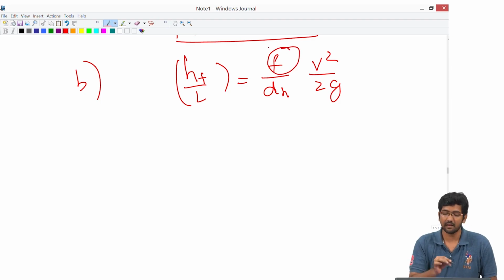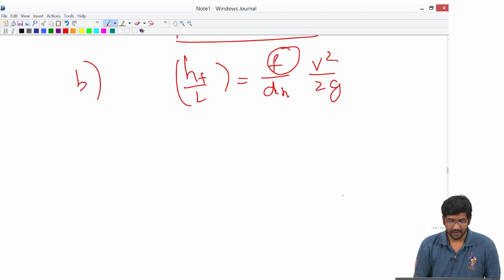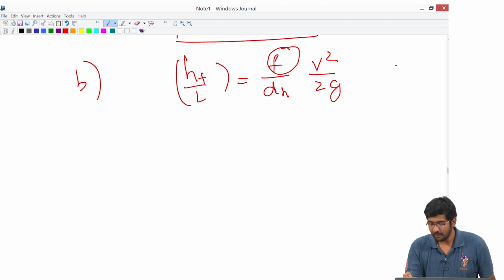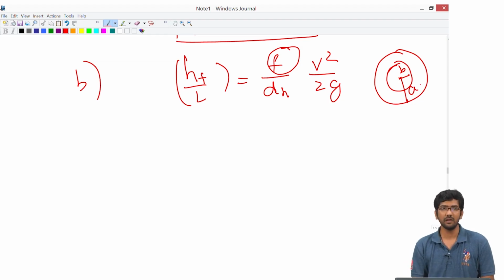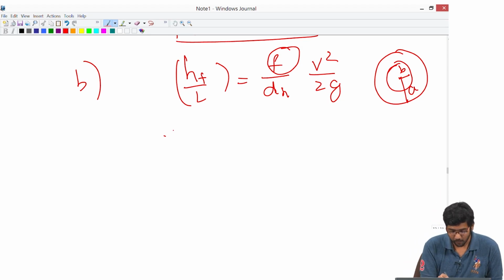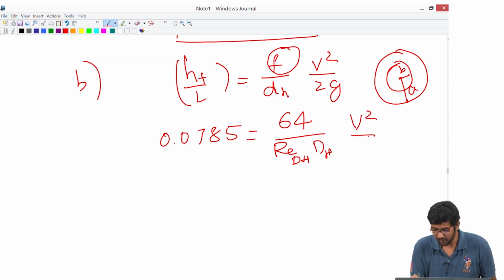Therefore, we can directly calculate F because we have a relation between F and Reynolds number in the case of laminar flow, and we need to suggest the values of A and B, which are the radius of the inner pipe and the outer pipe, that give the head loss same as that of a circular pipe. For the circular pipe, we obtained the head loss as 0.0785, and in the case of laminar flow, F is 64 by Reynolds number, which is defined based on the hydraulic diameter dH, and we have V square by 2G.